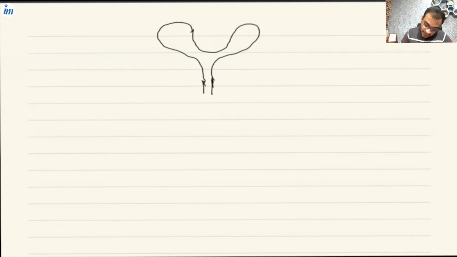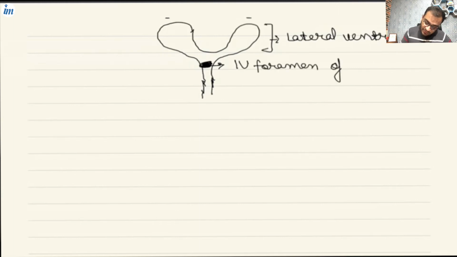Just understand, don't go for the diagrams, just understand one thing. These are the lateral ventricles. These two are the lateral ventricles. Here somewhere there is one foramen which is known as the intraventricular foramen of Monro. Foramen of Monro.